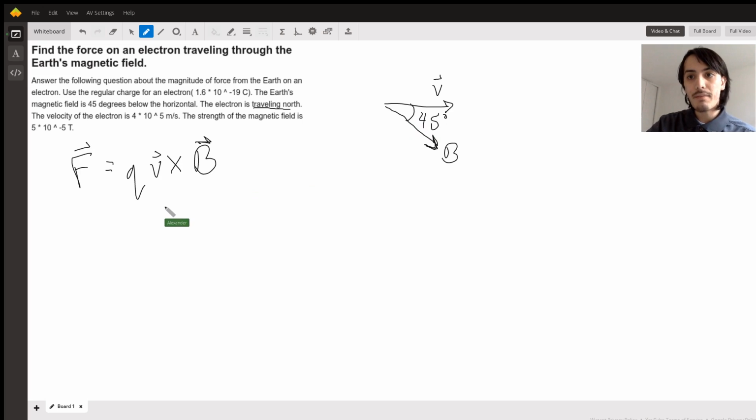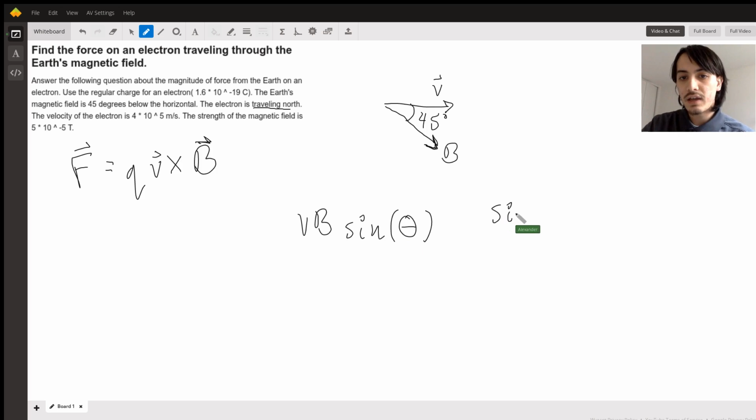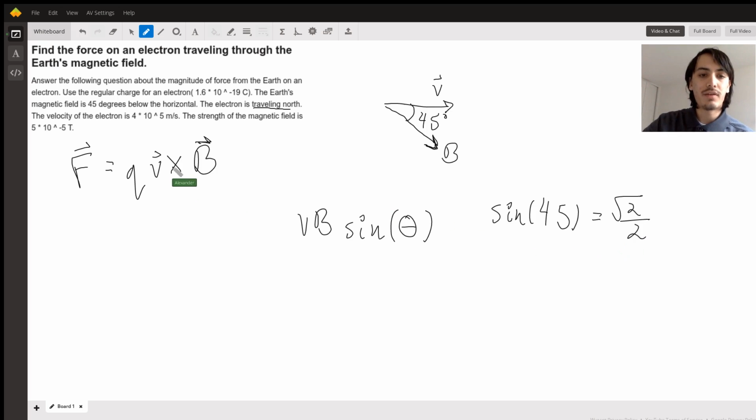For evaluating the magnitude of a vector cross product, we know this to be equal to the magnitude of the two vectors times the sine of the angle in between them. And since our angle is 45, sine of 45 is root 2 over 2. Now all that's left, since we have the value of this cross product and we're told all of our other variables, we can just plug everything in to get the magnitude of the force.